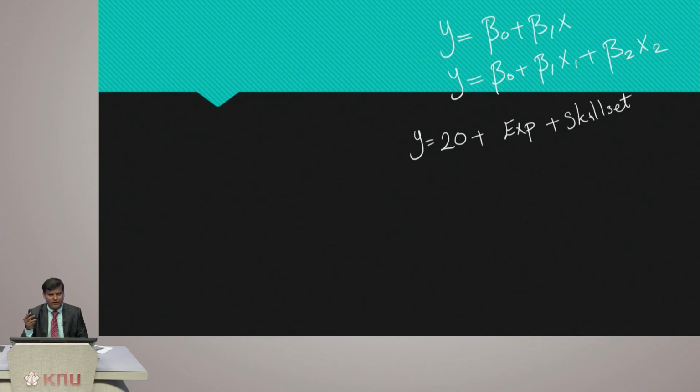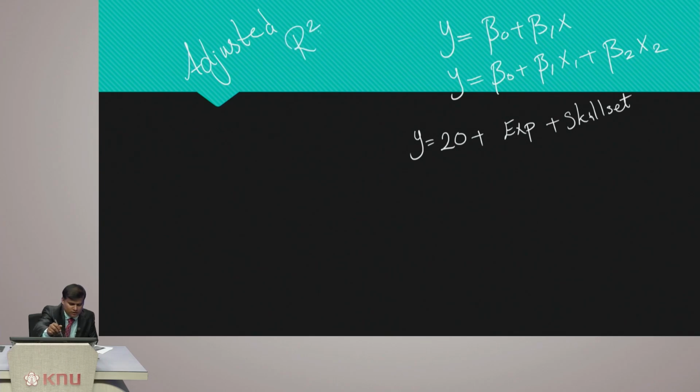So eventually you can also add more information. Say for example, you can also add maybe some certificates that you have got, or sometimes it also depends upon the salary. But we should be very careful in adding these independent variables because that involves a kind of penalty. So that's where the adjusted R square comes in.